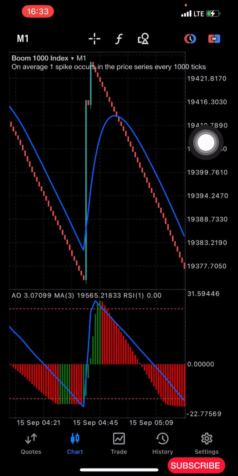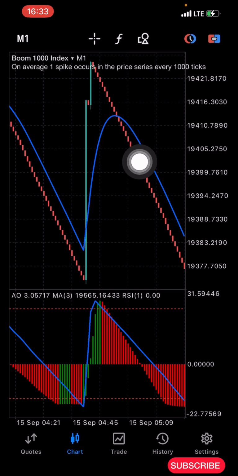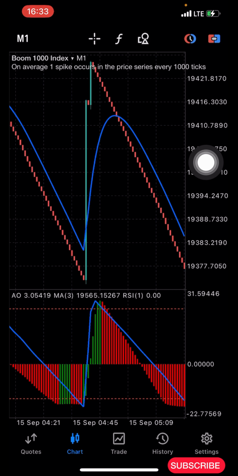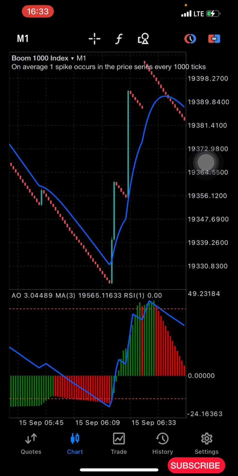Like I said earlier, it's a scalping strategy, so you don't need to stay long. So immediately it crosses, you go in for 5 candles and you exit the market. As simple as that. Let me show you guys another example with this strategy.